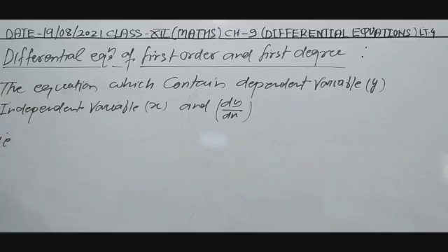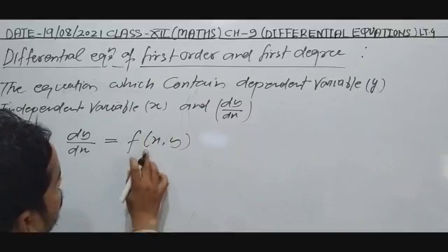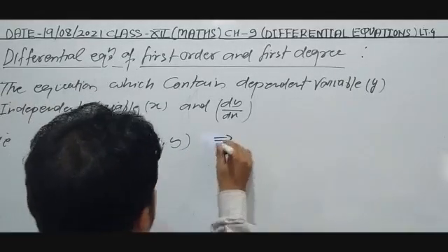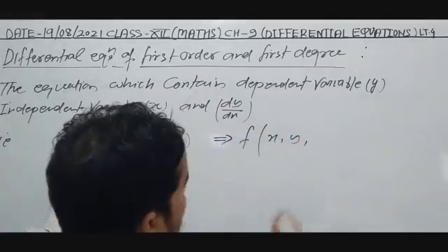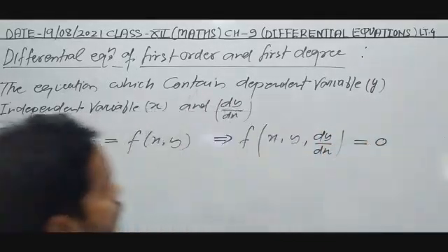That is, the function will be in the form of dy by dx is equal to f of x comma y. It means the function will always be in the form dy by dx equal to f of x comma y. Or we can also write it as f of x comma y comma dy by dx is equal to 0 form.